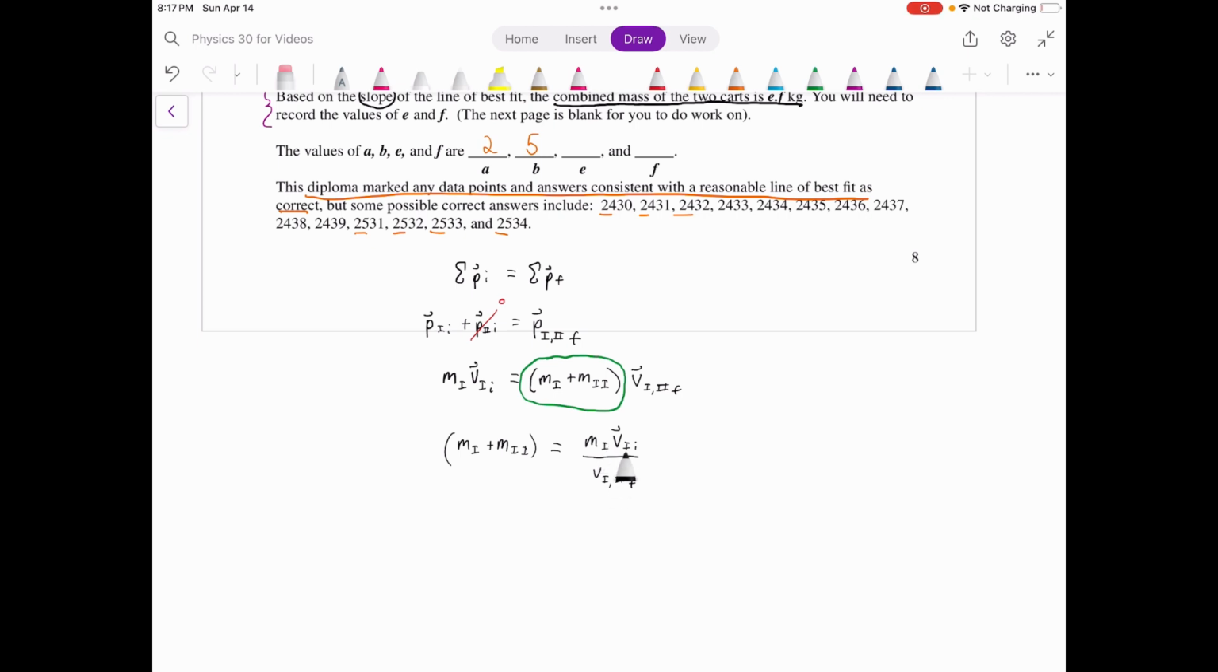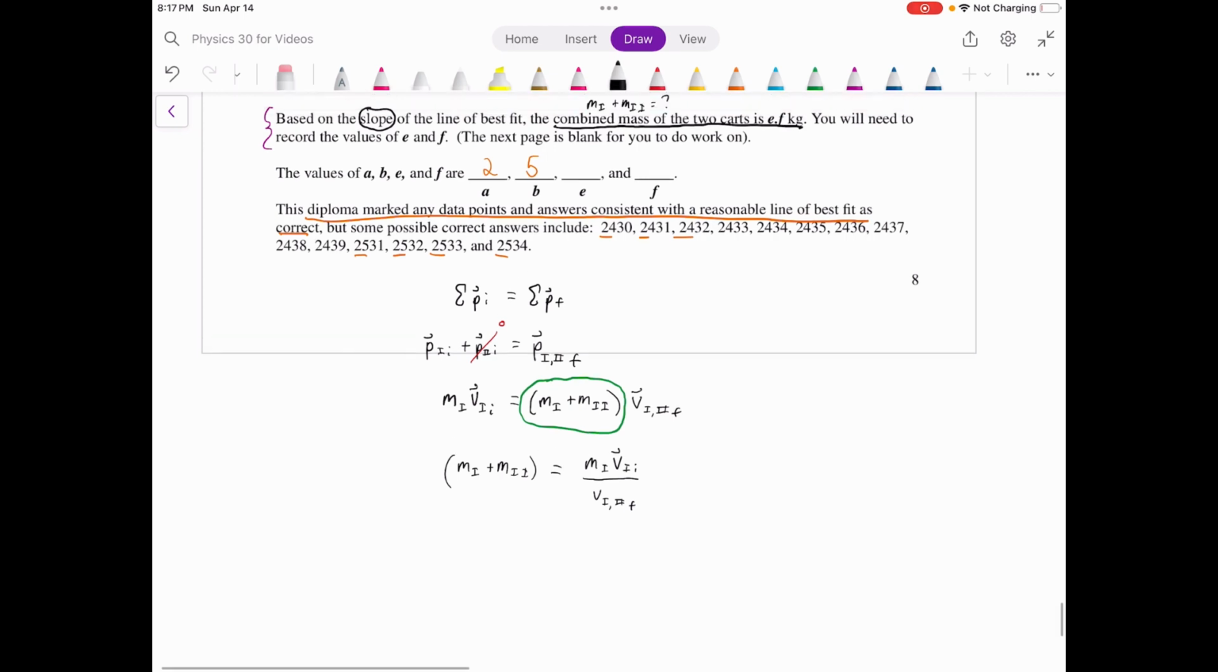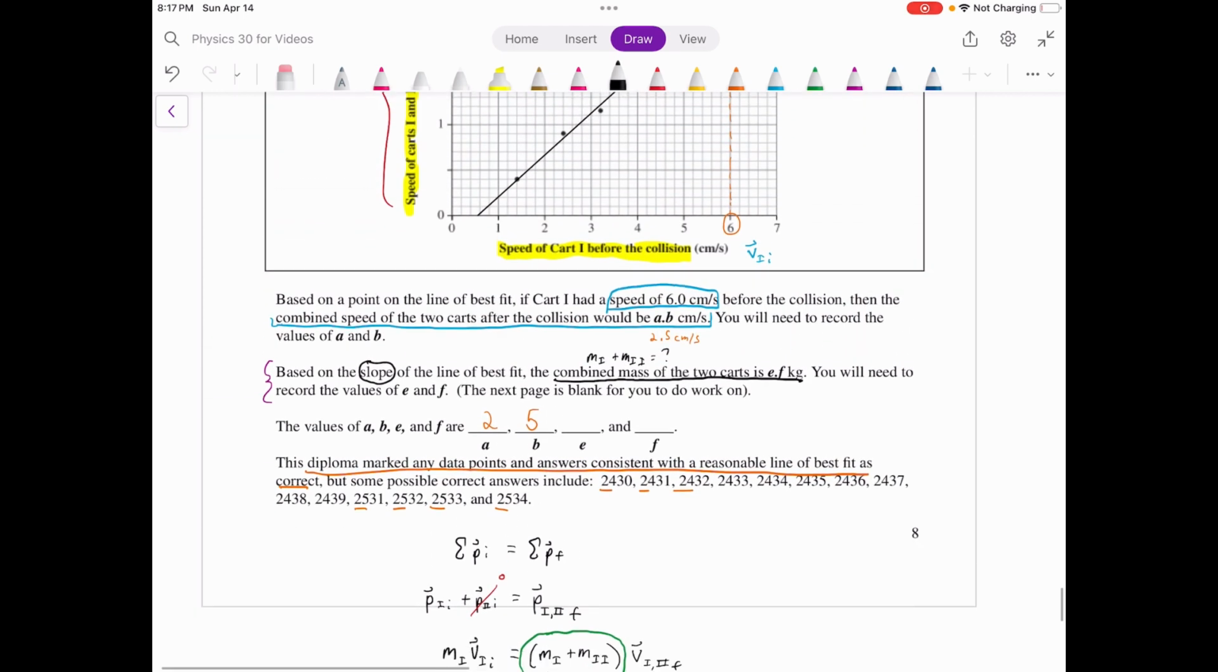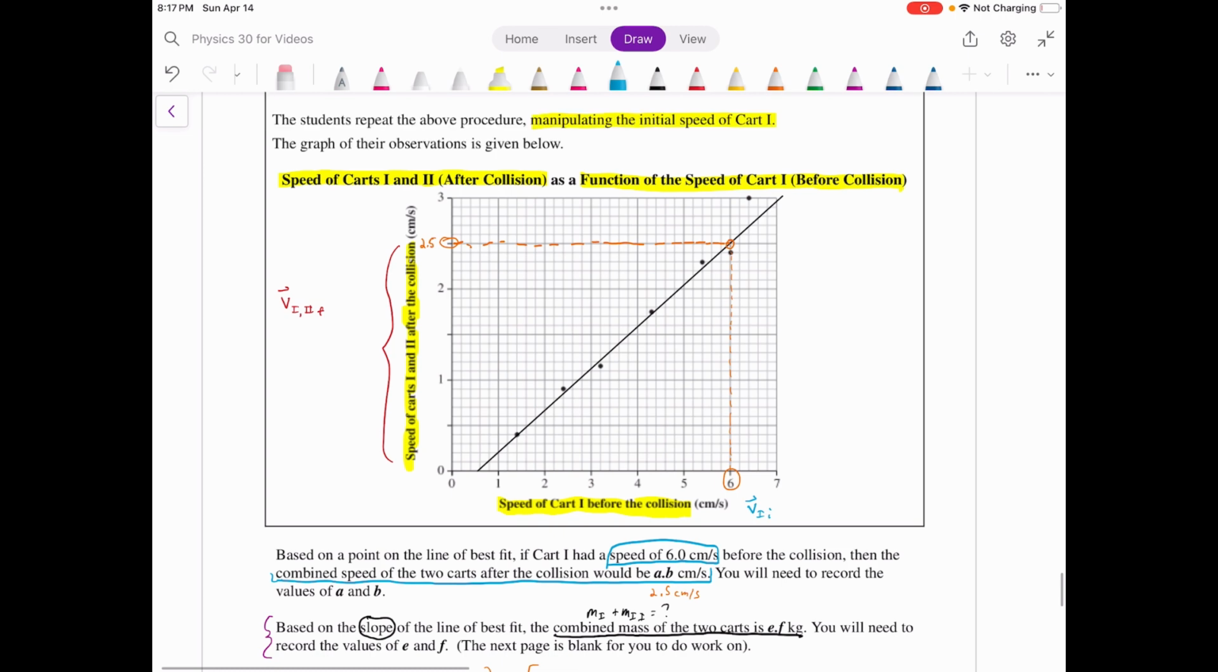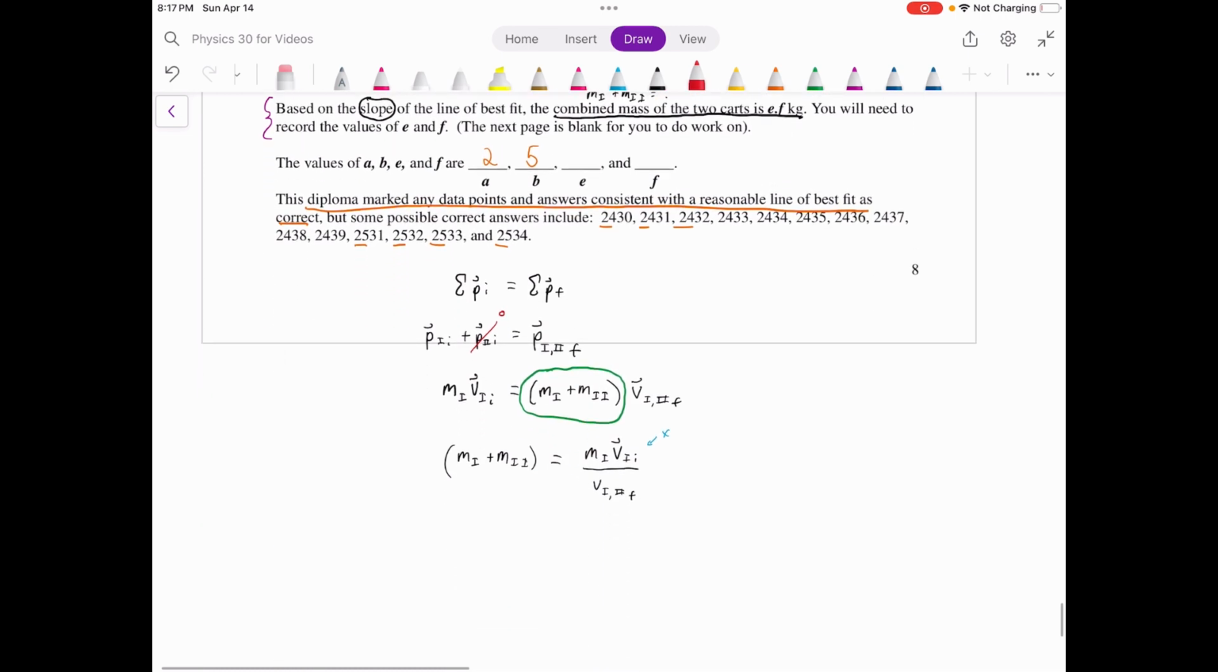variables from our graph? So this velocity of cart 1 initial, that is on our x-axis. So this is x, okay? And then their combined velocity after the collision, that is on our y-axis. So it's telling us to actually divide x by y. So be careful there. Is that the slope? That's actually 1 over the slope. That's the inverse of rise over run. So it has to do with the slope, but it's not as simple as just mass times the slope here. It's actually mass times 1 over the slope.